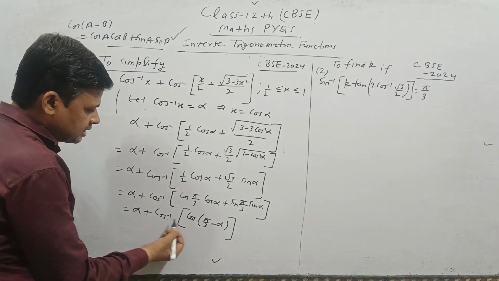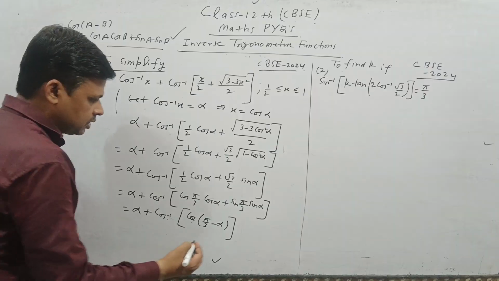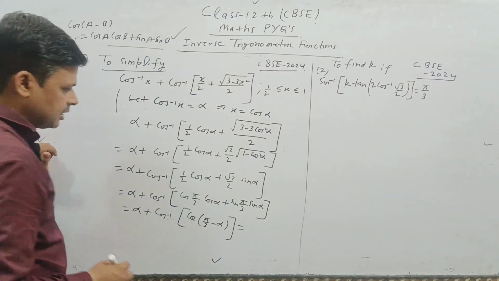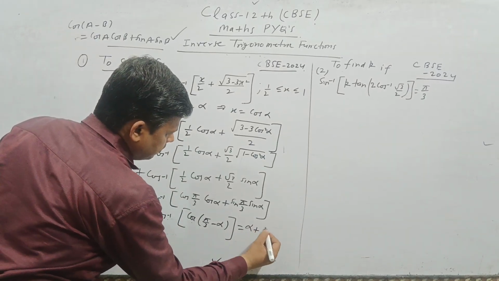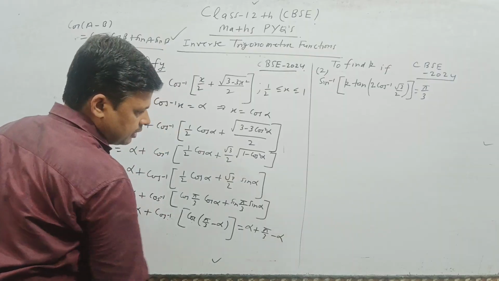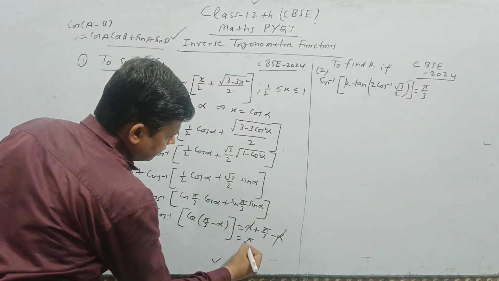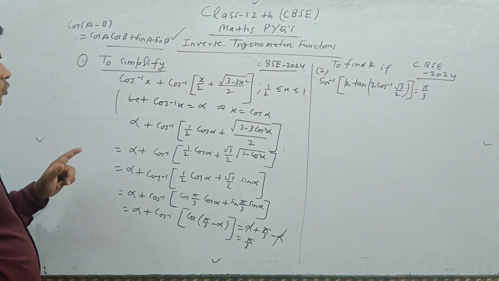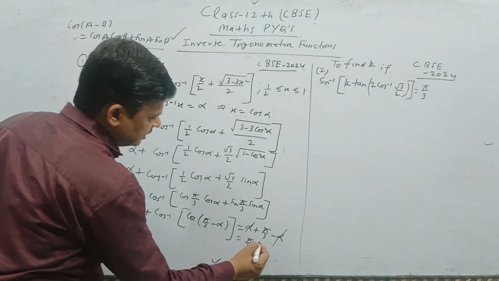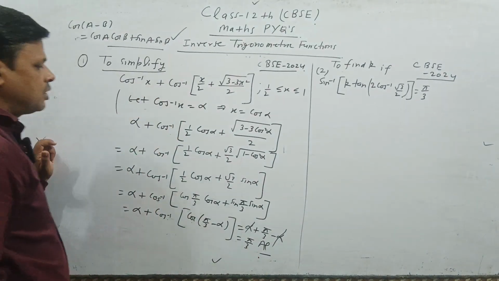Now here is cos inverse, here is cos, so both cancel each other. So it will be alpha plus pi by 3 minus alpha, and alpha cancels out. So here will be pi by 3. So what is the simplification of this? It is pi by 3. So this is the answer of this question.